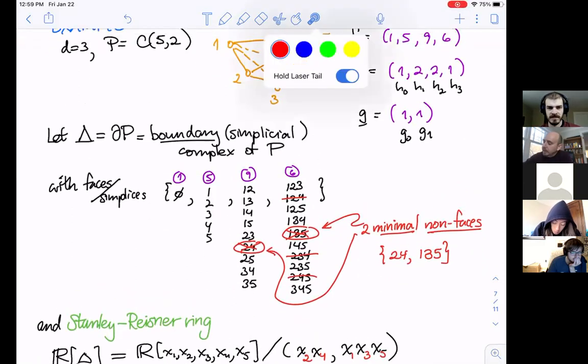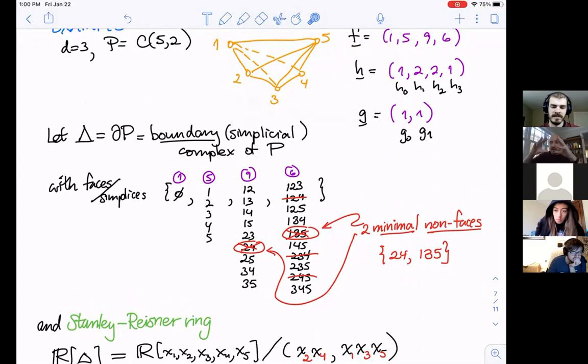What's a Stanley-Reisner ring? I need to start out with a simplicial complex. A simplicial complex is a bunch of simplices, and every time I've got a simplex, all of its faces are simplices, so it's closed under taking these lower dimensional simplices. And the simplicial complex I'm taking is the boundary complex. It's the boundary faces of this simplicial polytope. So all the triangles, all the edges, all the vertices, and the empty face, they are in the simplicial complex.